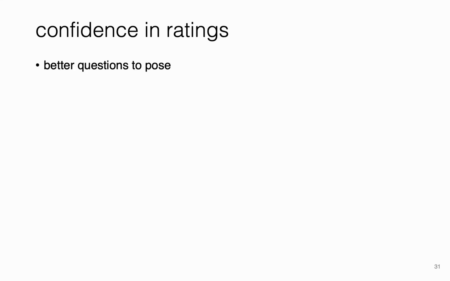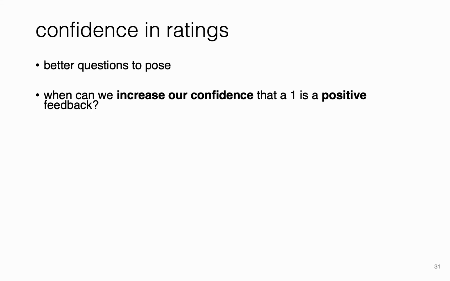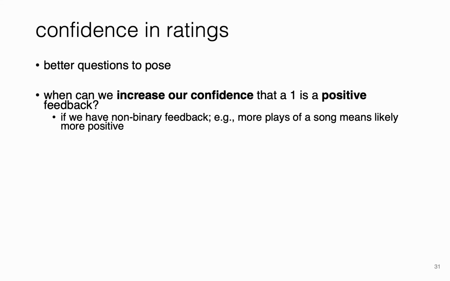These questions were not well posed. Here are some better questions to ask. When can we increase our confidence that a 1 is a positive feedback? Well, this can happen in the case where we have non-binary feedback. For example, when the implicit feedback is the number of times a song is played. The higher the number, the more likely the feedback is to be positive.